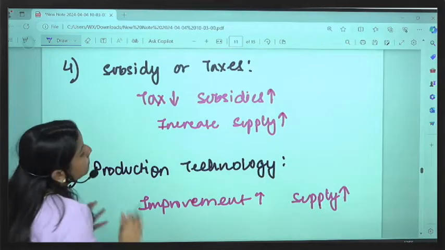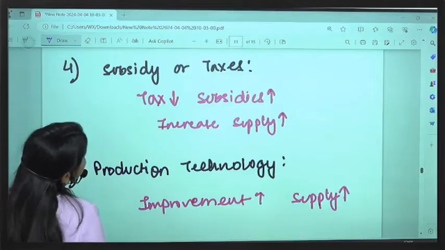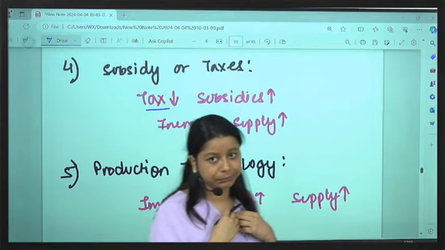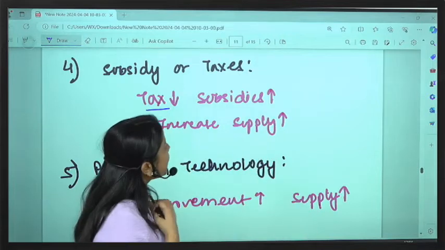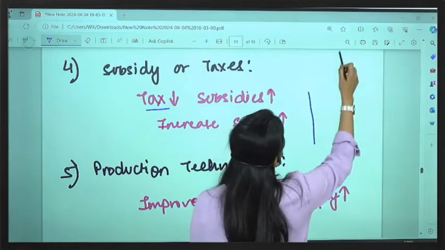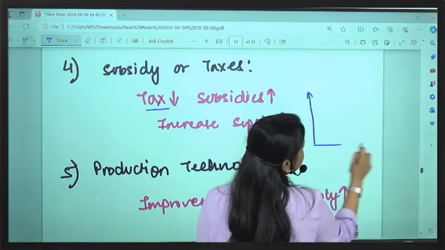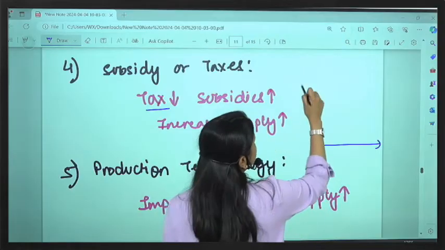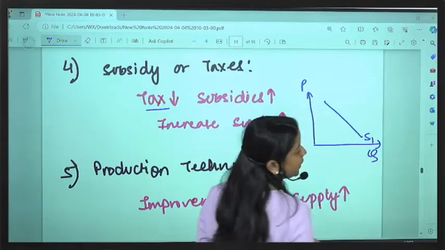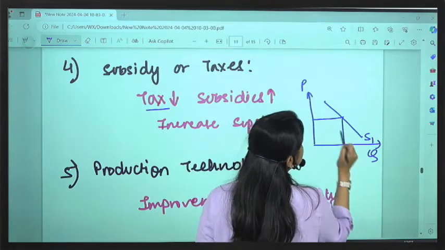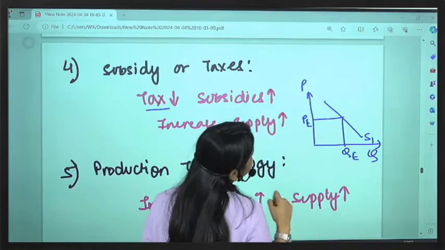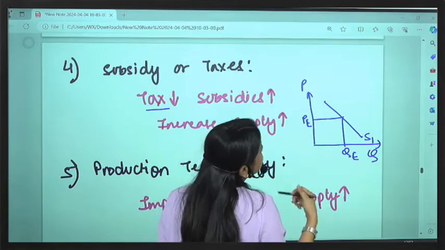Fourth factor is subsidies and taxes. Now, for example, if the government has applied any kind of tax on my commodity, I'll show you the diagram how it looks like. So you definitely are not asked to make the diagram, but again, it's good that you know it. So if this is my supply curve S1, and this is the current price being charged, PE and QE, let's say suppose. So now what will happen if I say that there is a tax imposed?